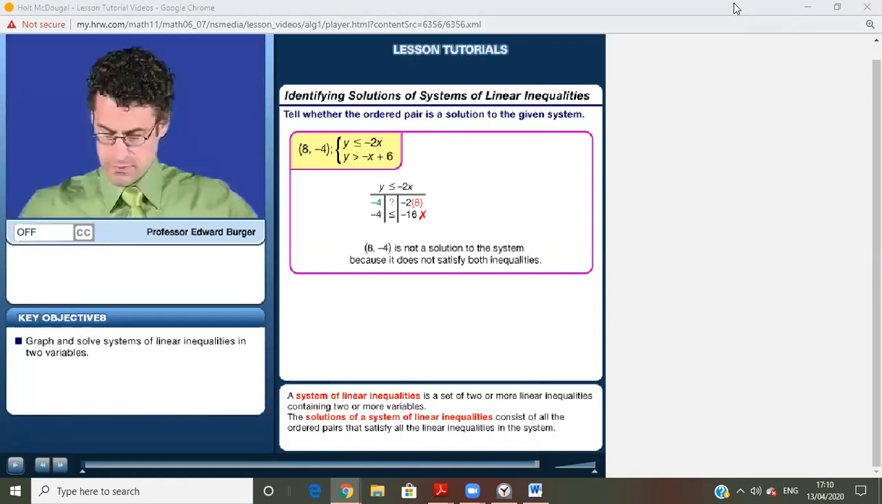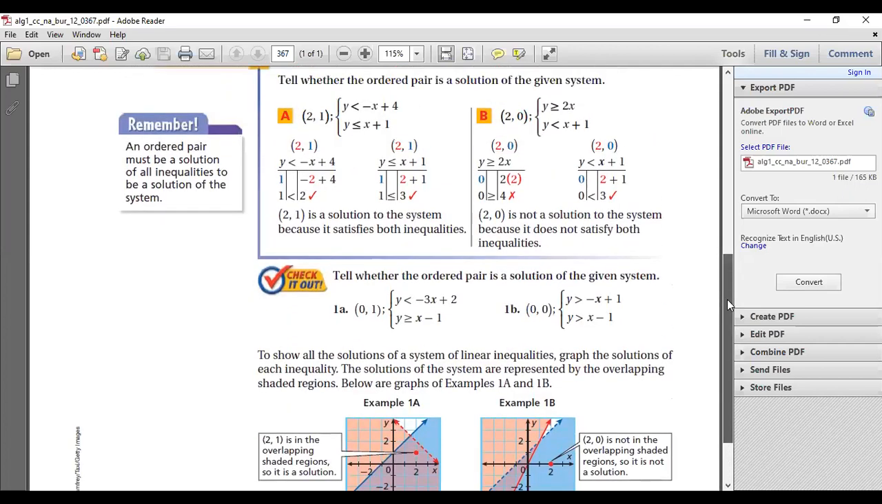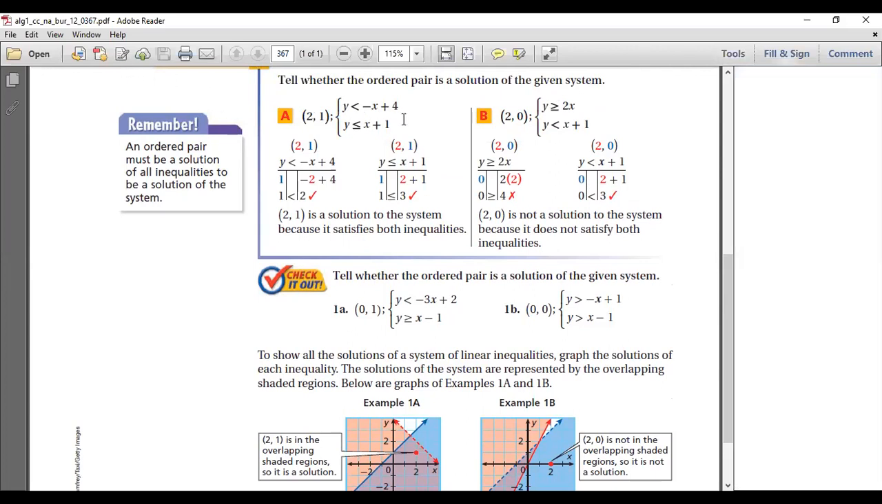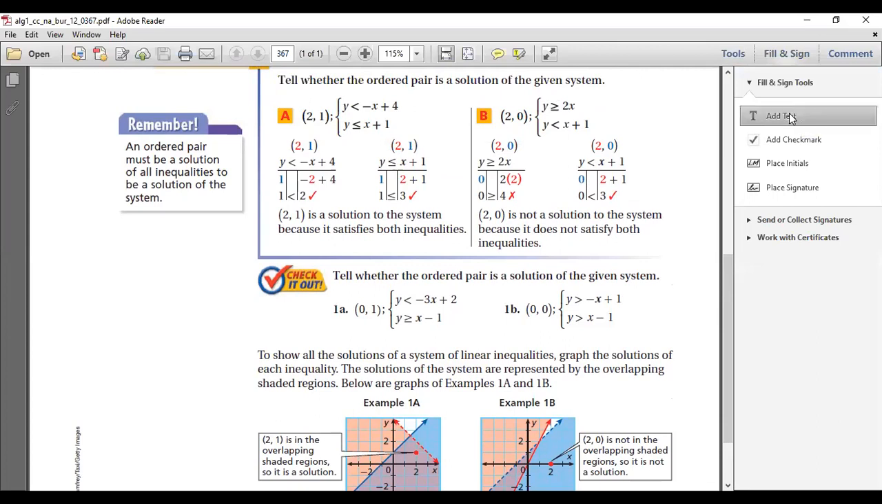Okay, so we'll be taking a look at that tomorrow, because I don't want you to get confused with all what's going on in the lessons. So we will look at those tomorrow, but for today we'll of course have to stick with what the video was about. So tell whether the ordered pair is a solution of the given system. All you need to do is identify the value of x and the value of y, and then substitute back in the inequality, and then find out if the inequality is true or not.